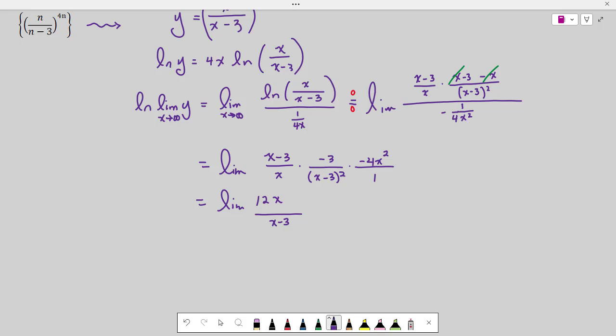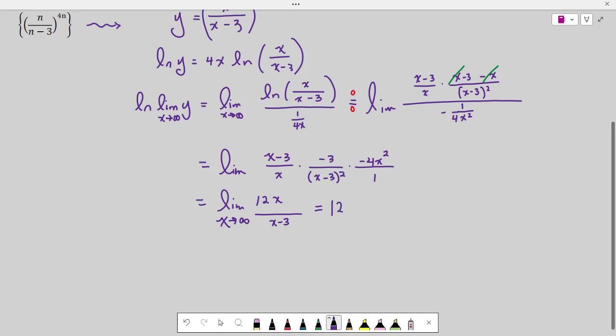And this limit as x goes to infinity is equal to, well, here, 12. Confirmation, 12, something else? I agree. I agree with 12 too. Okay, so 12.